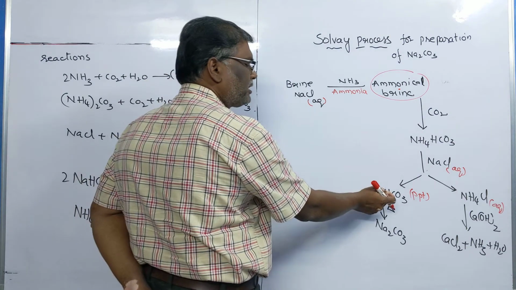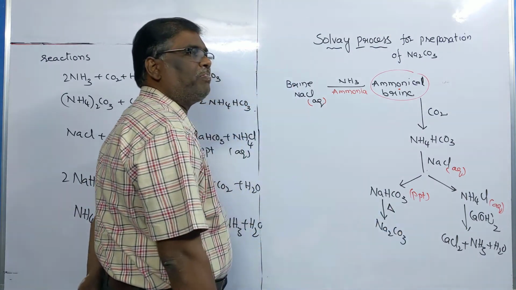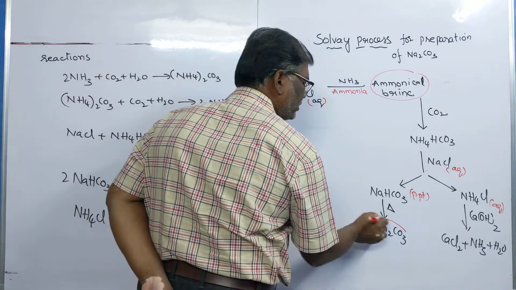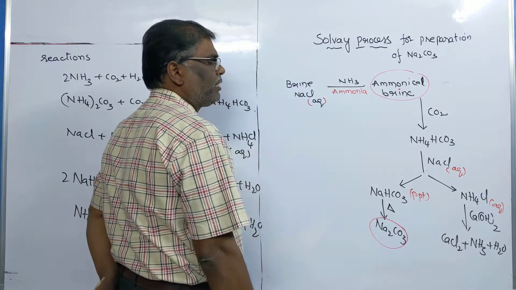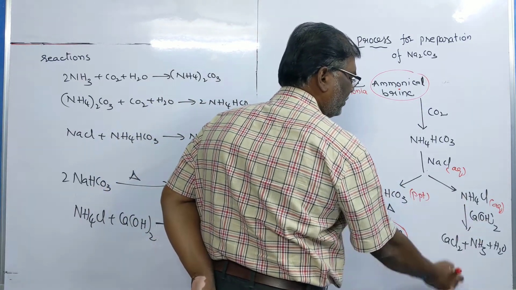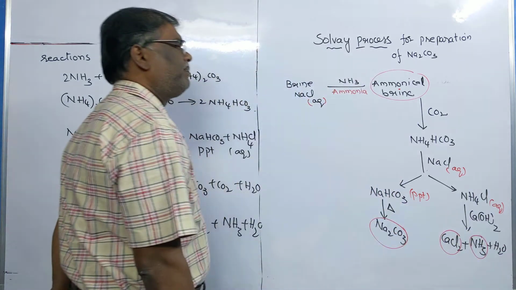The precipitate is separated by filtration and is ignited. Ignition means heating to high temperature. Then we will get sodium carbonate. Now when this solution is treated with lime water, then calcium chloride and ammonia are formed.